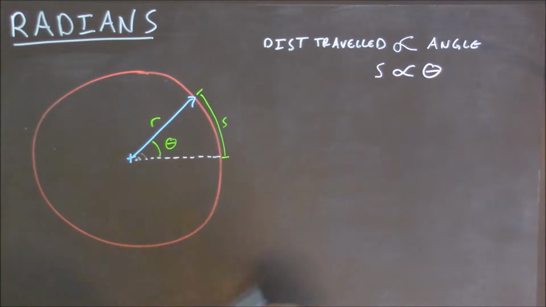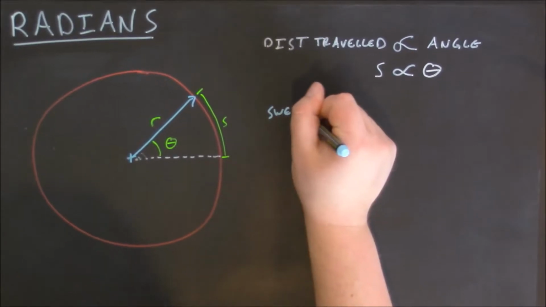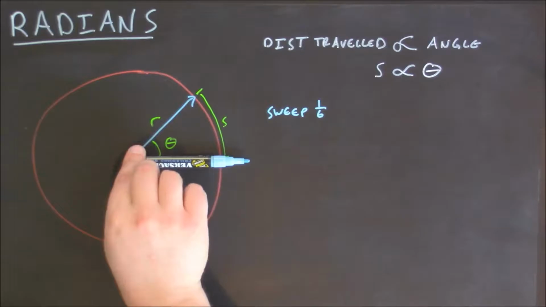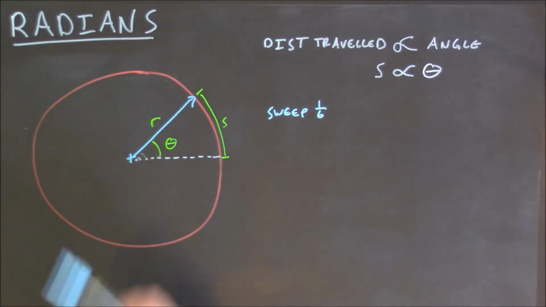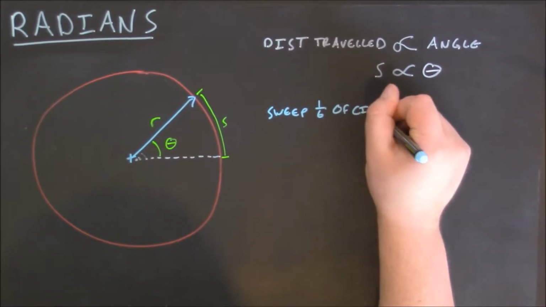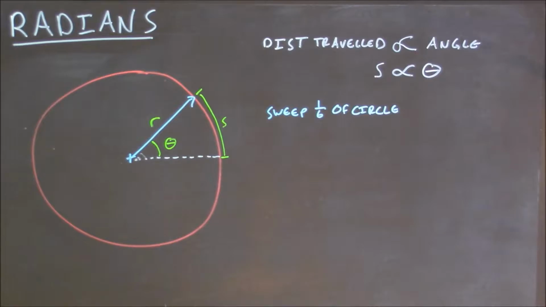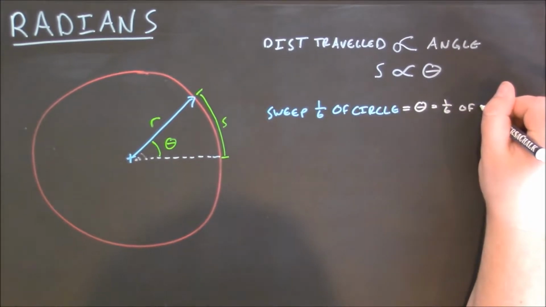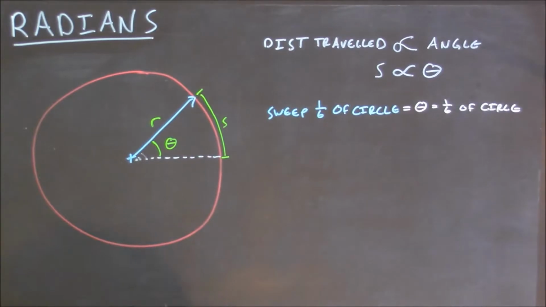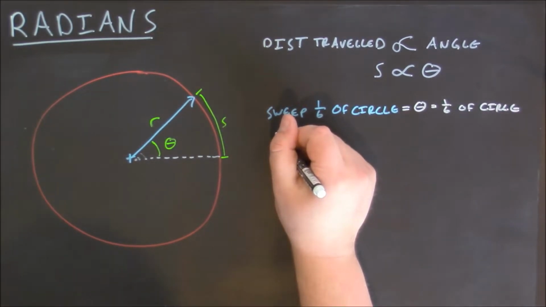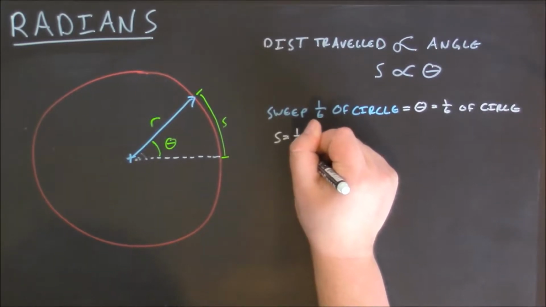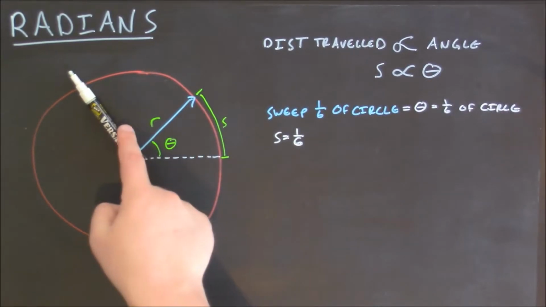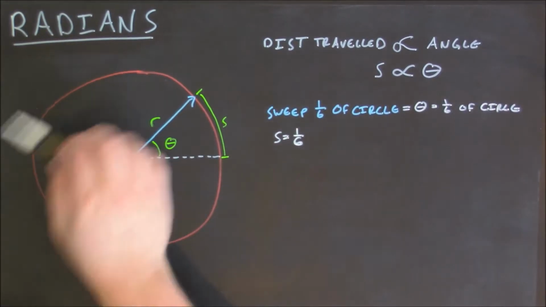So let's take an example. Let's say that we sweep 1/6 of the way around the circle. So we start here and we travel 1/6 of the total way around the circle. So we can rewrite this as theta is equal to 1/6 of the circle. So now to calculate the distance traveled, we know that S is equal to 1/6 of the total circumference of the circle. So if we sweep 1/6 of the way around, this angle is 1/6, and we've traveled 1/6 of the way around the circumference.